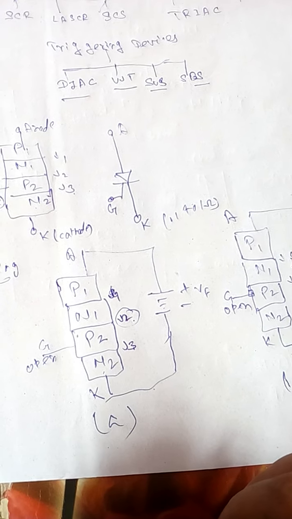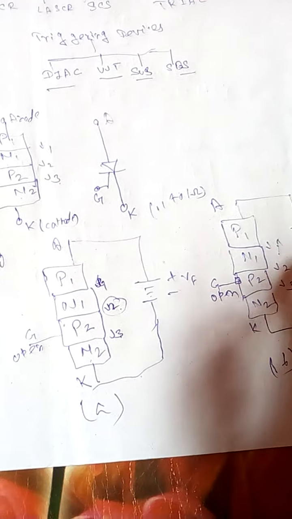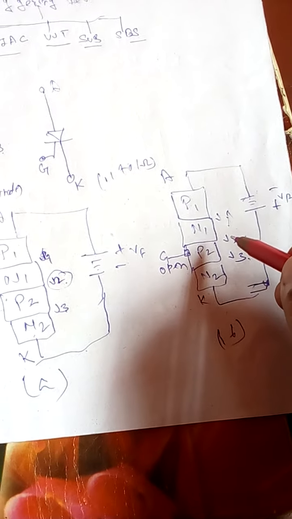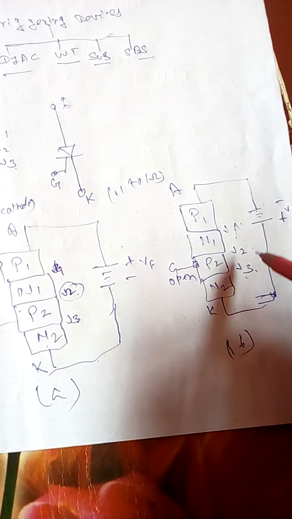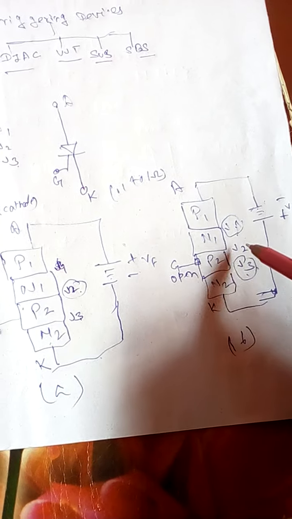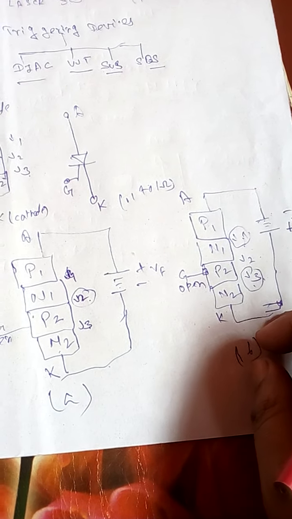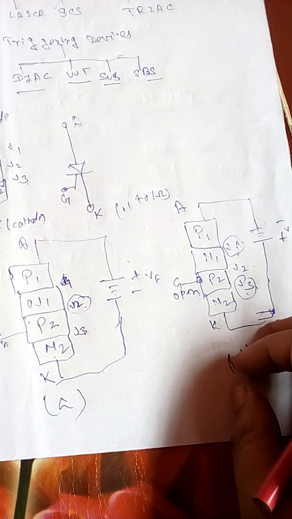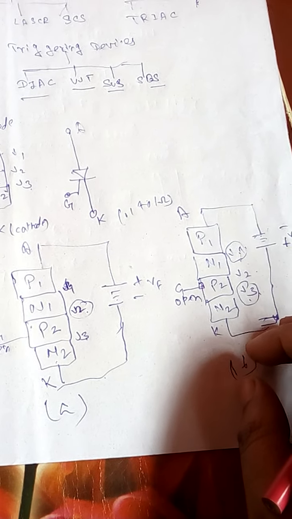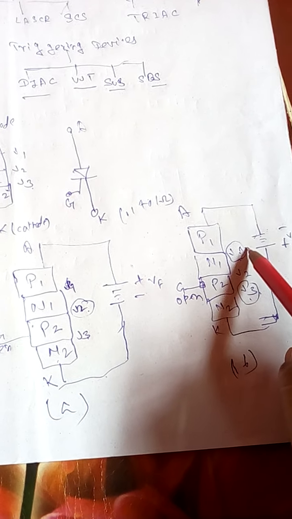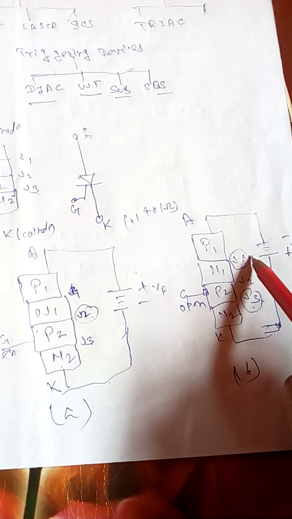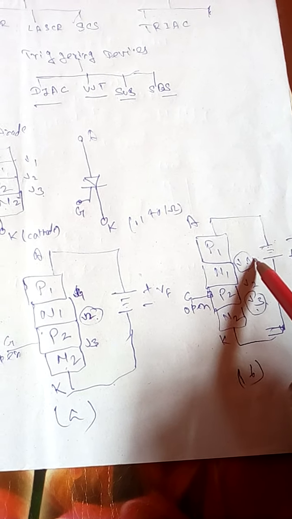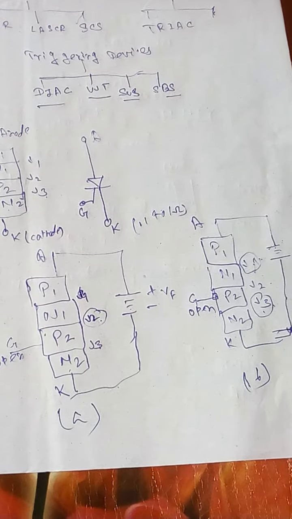Now, if the battery of the applied voltage is reversed, then under this condition J1 and J3 are reverse biased and J2 is forward biased. It is found that most of the voltage will drop across J1 only, and when the applied reverse voltage is small, the SCR is off and there is no current except the leakage current through the device.